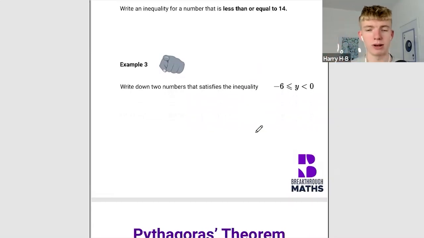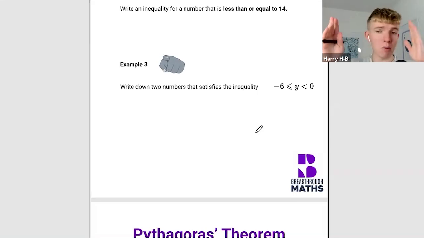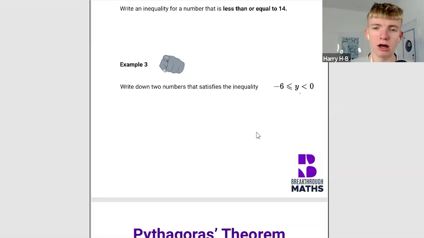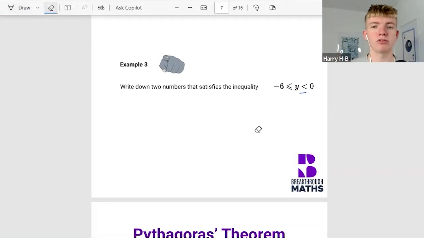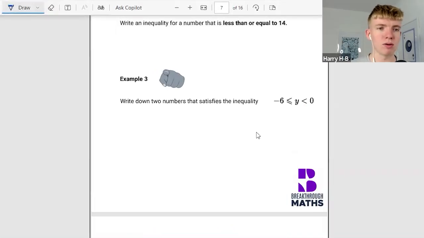1, 2, 3. Okay. Hopefully you didn't find that too bad. Those of you that attempted it once again, thank you very much. You're making these things a lot easier. So write down two numbers that satisfy the inequality: -6 is less than or equal to y, which is less than 0. So we're looking for numbers essentially between -6 and 0. That's all it is. However, because we don't have a line underneath this inequality on the right hand side, it means that it cannot be equal to 0.